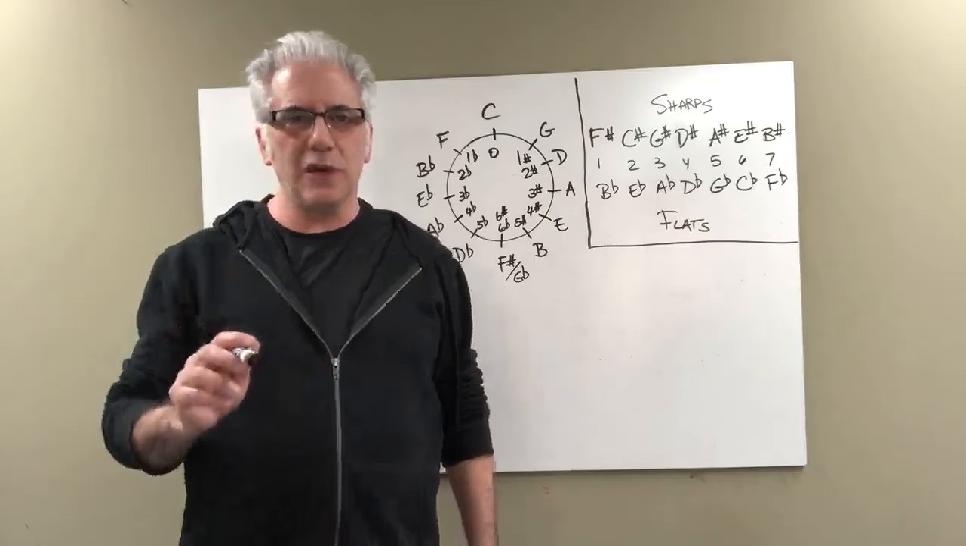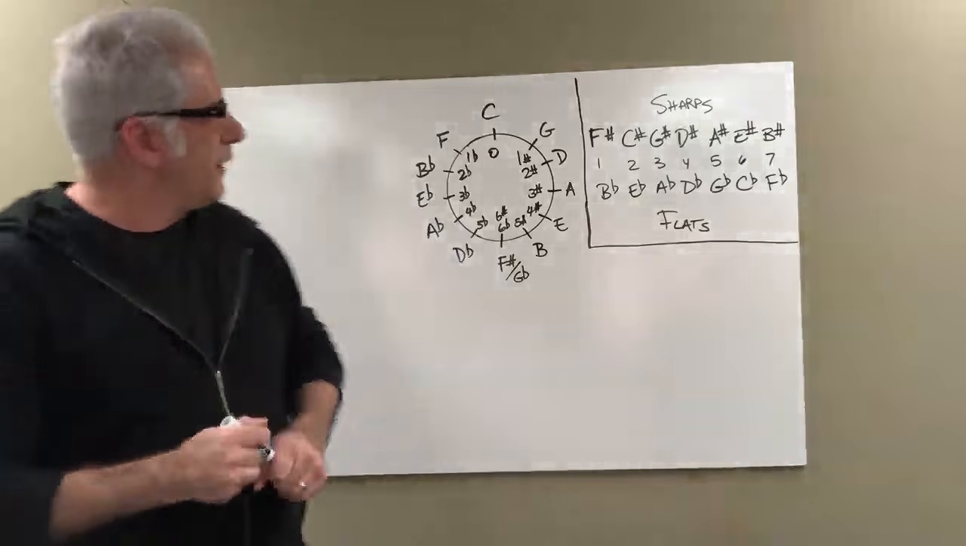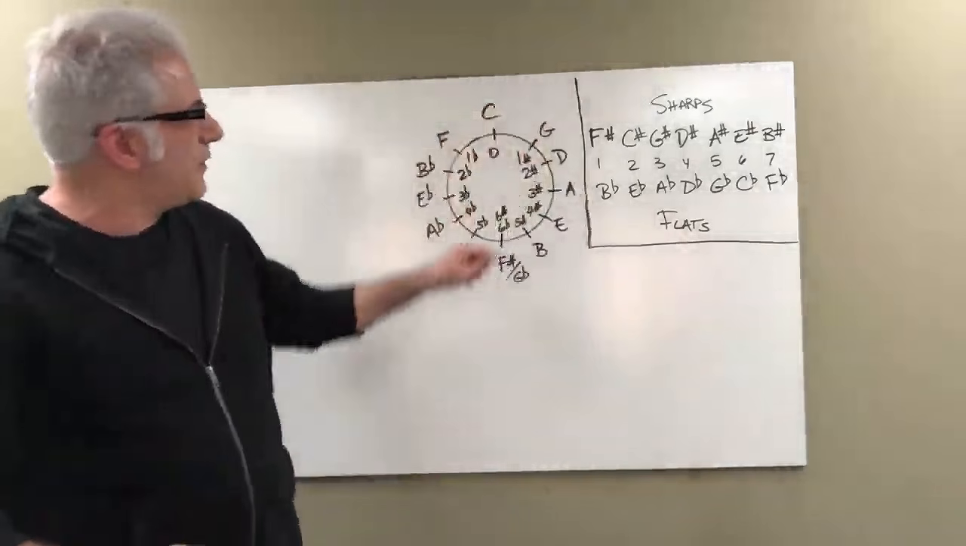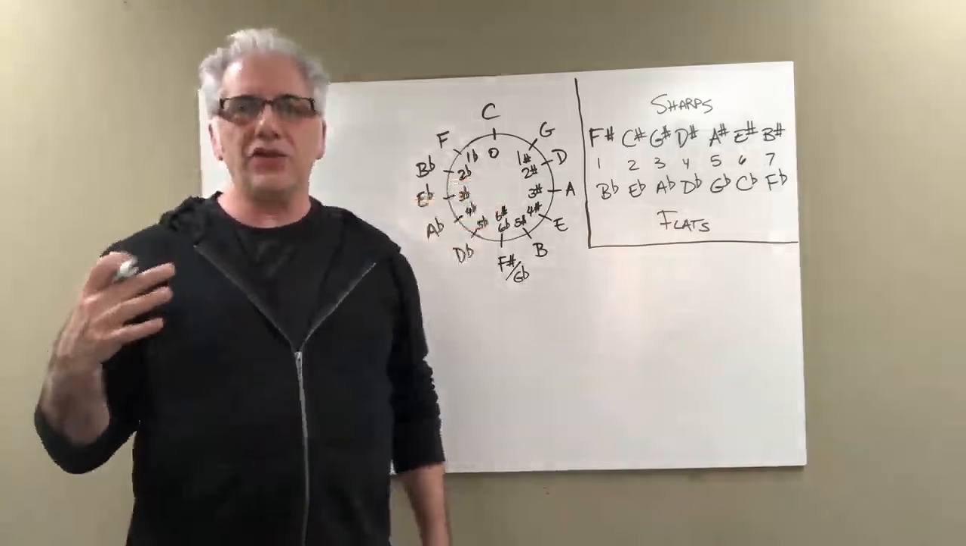I'm not going to take questions right now. But I'm going to begin with the circle of fifths. This is the circle of fifths. And what this does is it tells you how many sharps and flats are in each key.